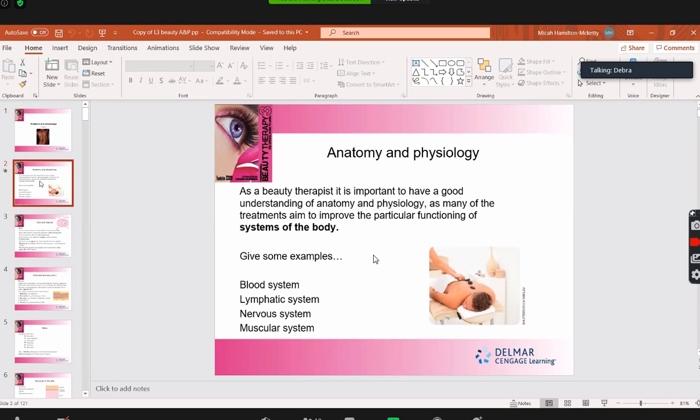Which is your anatomy and physiology, which is what we're doing. So as a beauty therapist, it's important to have a good understanding of your anatomy and physiology. And you guys know that already, don't you? Because it isn't just painting. It's not just looking at hairs. You actually need to know what's happening to the body.